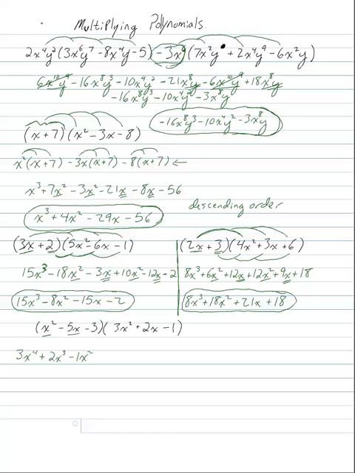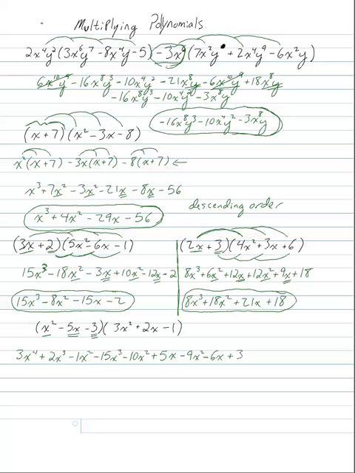Okay, I'm going to take my minus 5x, don't forget the minus 5x, and multiply that all the way through. Minus 5x times 3x would be minus 15x cubed. Minus 5x times a positive 2x is minus 10x squared. Minus 5x times a minus 1 is plus 5x. Okay, I'm going to go to my last term in the first parentheses, minus 3, and multiply that all the way through. So minus 3 times 3x squared is minus 9x squared. Minus 3 times positive 2x is minus 6x. Minus 3 times a minus 1 is plus 3.